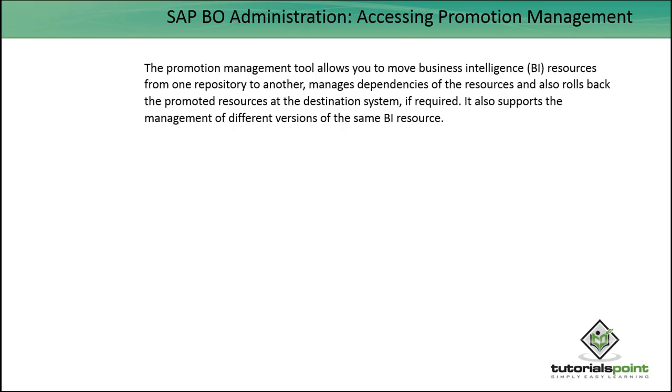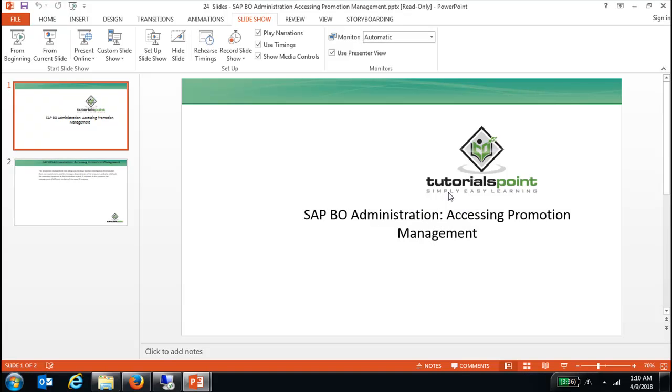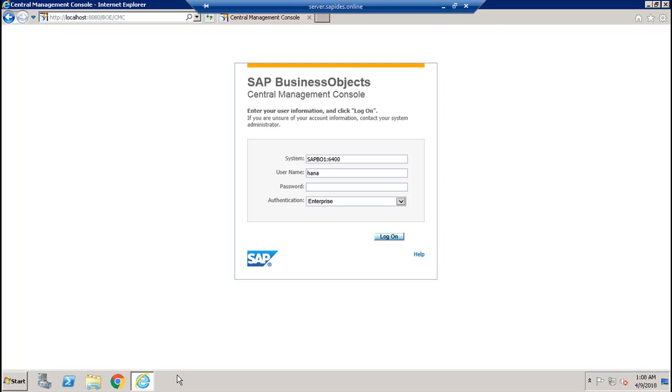The promotion management tool is integrated with the Central Management Console. You can promote a business intelligence resource from one system to another only if the same version of the BI platform is installed on both the source and the destination system. So let's see how we can access the promotion management system.